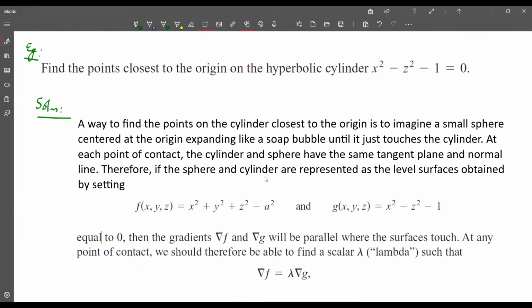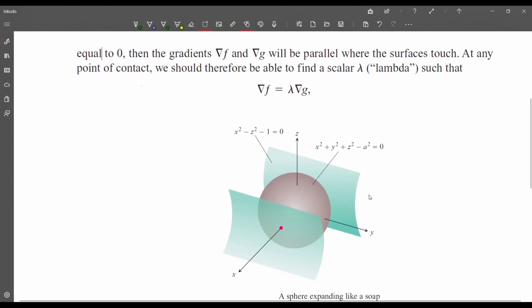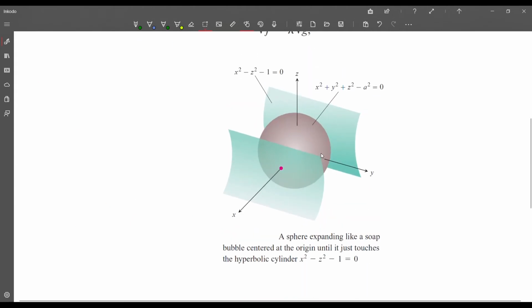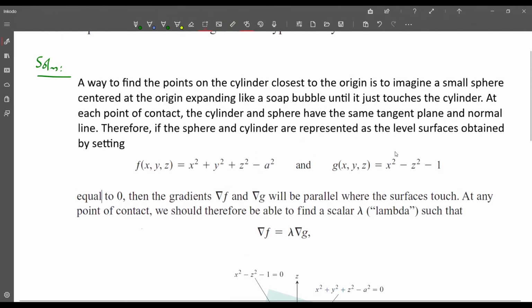A way to find the points on the cylinder closest to the origin is to imagine a small sphere centered at the origin expanding like a soap bubble until it touches the cylinder. So you consider a sphere expanding from the origin like a soap bubble, and it just touches the hyperbolic cylinder at these points. Then the points at which the sphere touches the hyperbolic cylinder will be the points on the hyperbolic cylinder closest to the origin. That is our way.